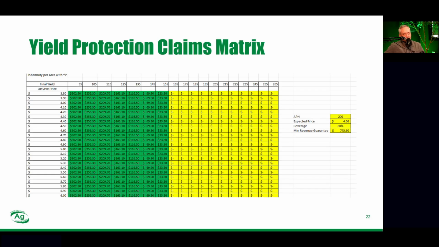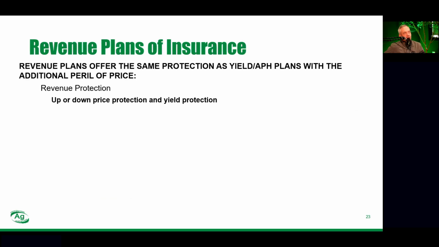of premium. I did put a little matrix here, and the claim matrix for yield protection works real easy because in this case, if I had a 200 bushel APH and in our example on the screen we're buying 80%, anything below 160 bushels, I'm going to get paid. And of course, it just depends on how many bushels below my guarantee that I'm collecting. Okay. All right. That was yield protection, probably the second most popular individual plan of insurance sold.